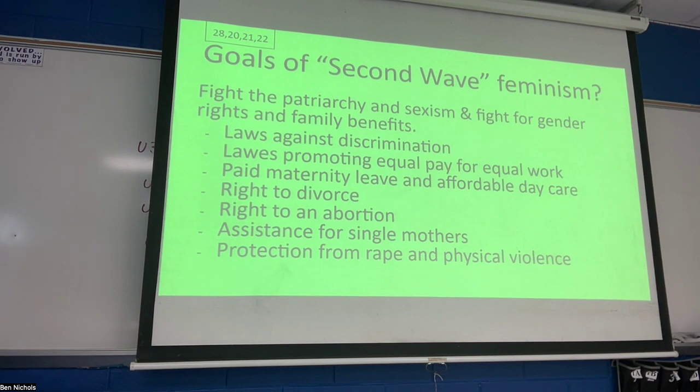But again, or protection from physical violence or rape, like, what's the debate? But these are issues that had to be brought up because they hadn't been addressed yet. And so this is second wave feminism.